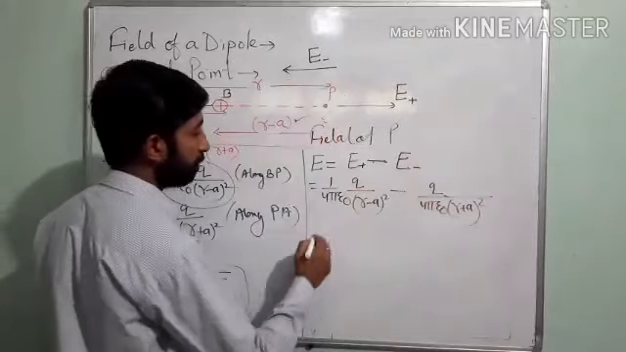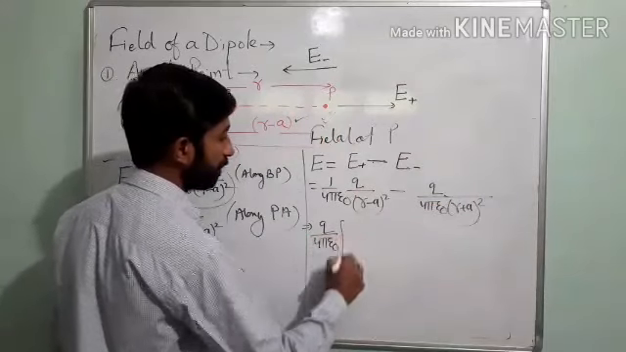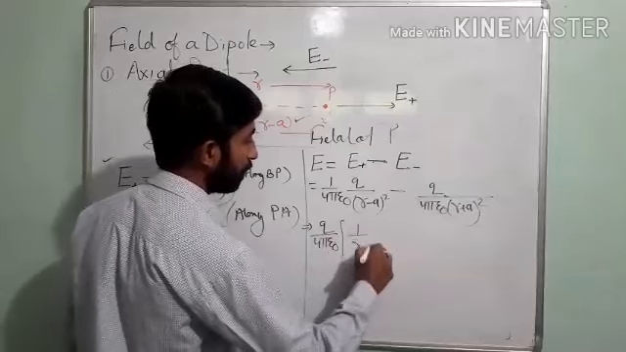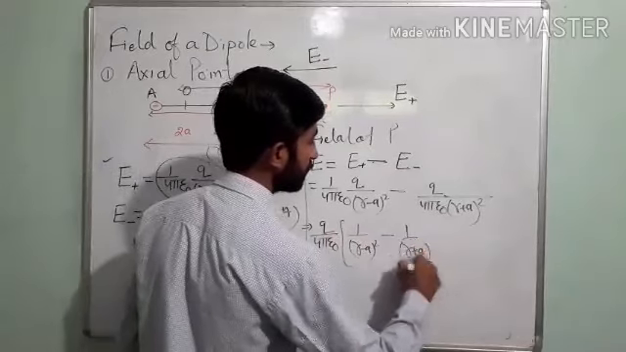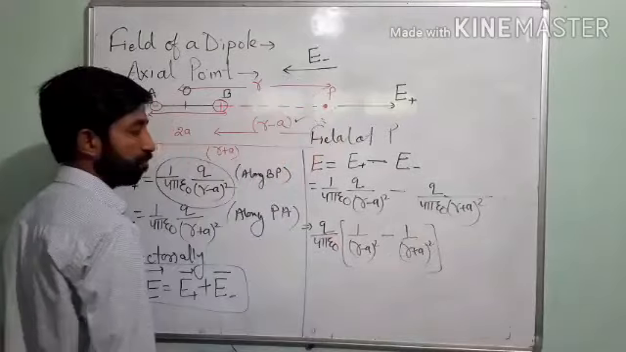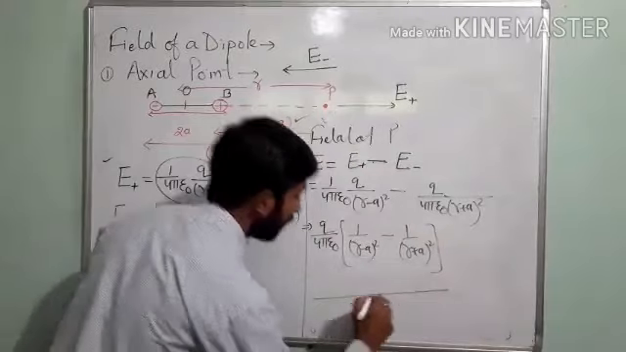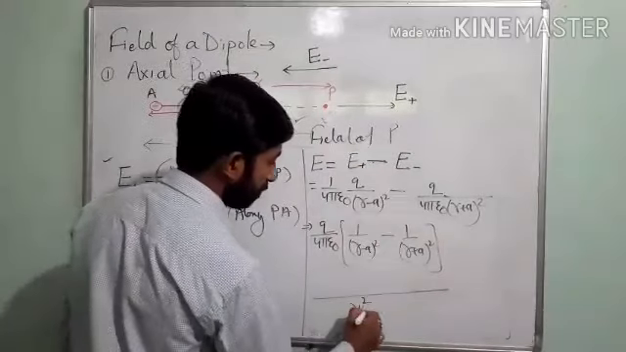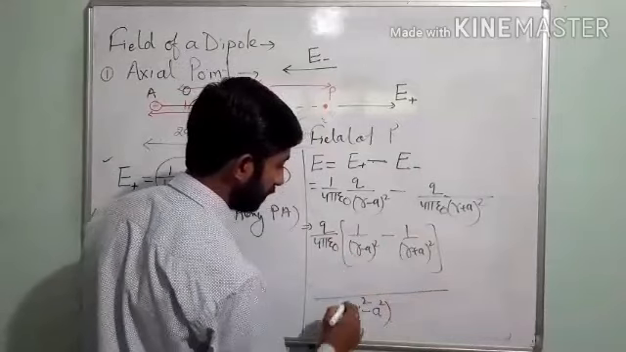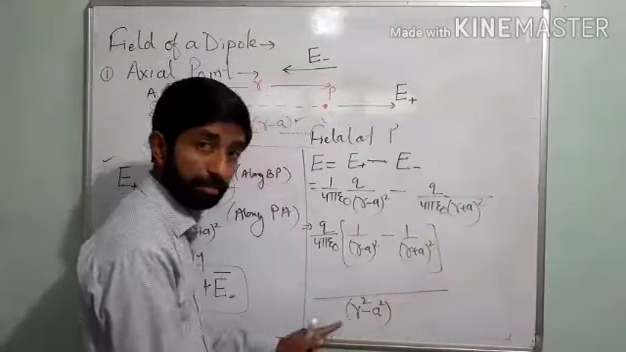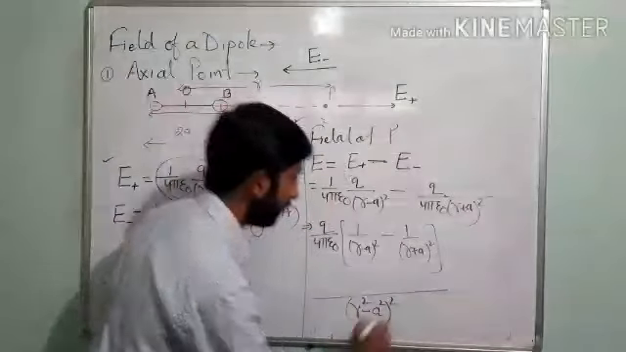Now take this Q upon 4 pi epsilon naught out, 1 upon (R minus A) square minus (R plus A) square. Take the LCM. So this will be equal to R square minus A square, (A minus B)(A plus B), right? That's what we have done. Now both terms having a square, so put the square over here.